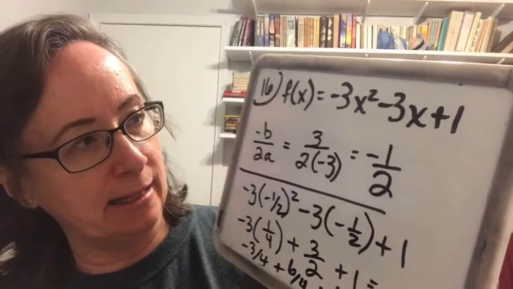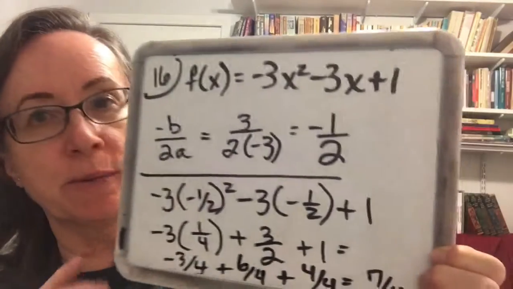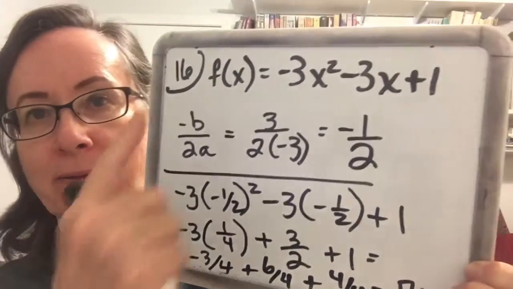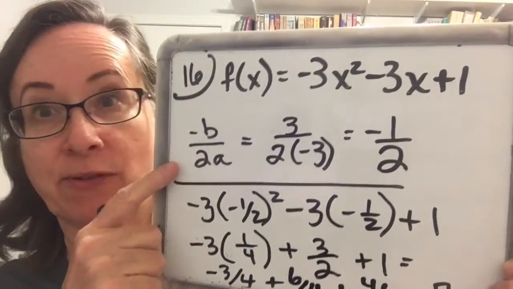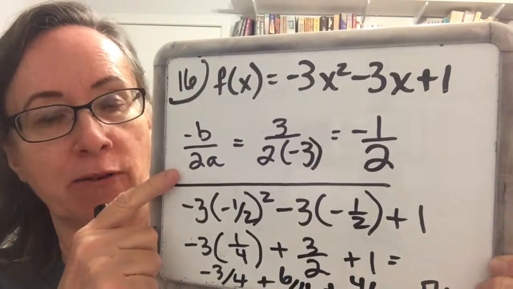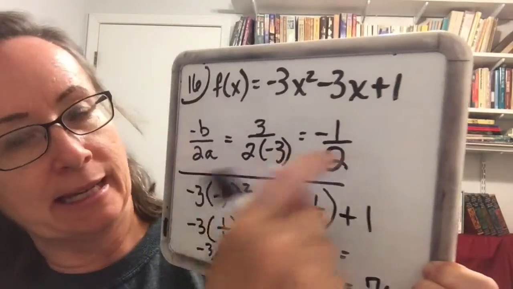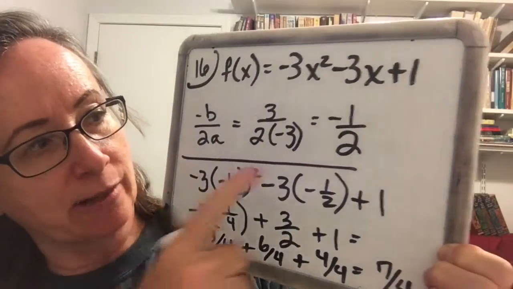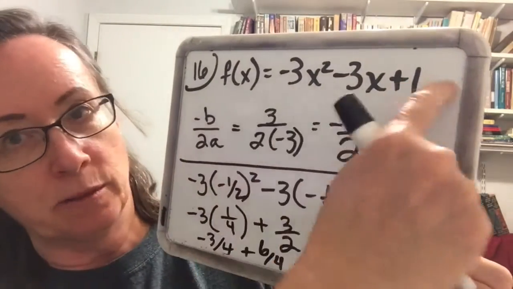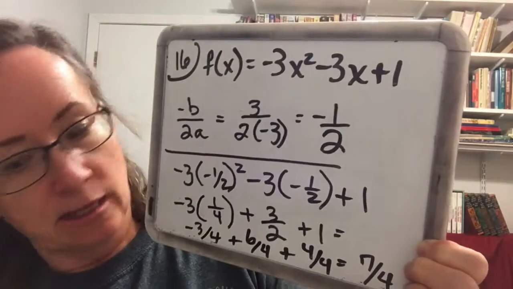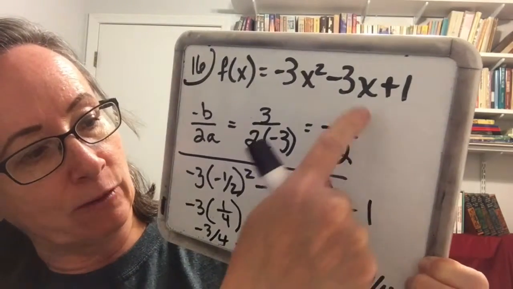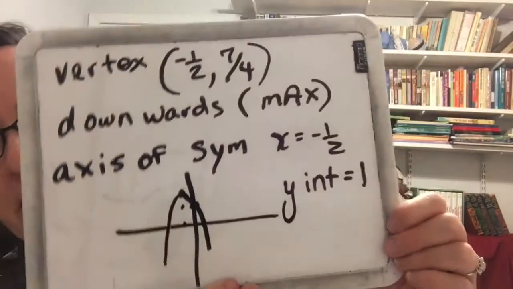All right, so now we're doing number 16, which is similar to the first one that we did. And we have our equation up here. I calculated my x value of my vertex, which is negative b over twice a. And when I plugged that in, I got a negative 1/2. Then I took the negative 1/2 and I plugged it back into my original equation to get the y value of the vertex. So my vertex is at negative 1/2 and 7/4, which I wrote on this screen here.